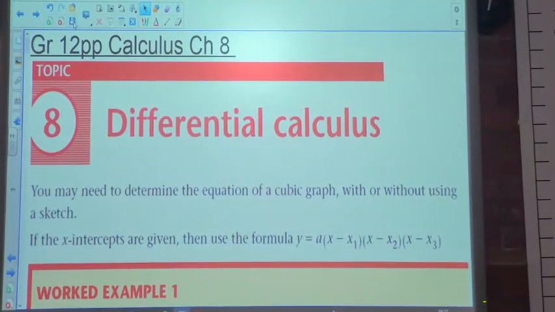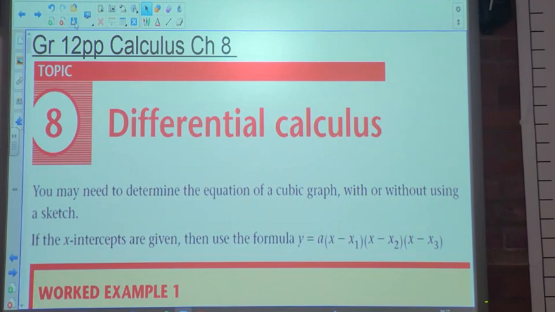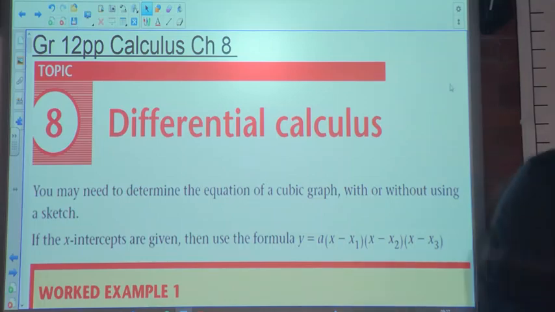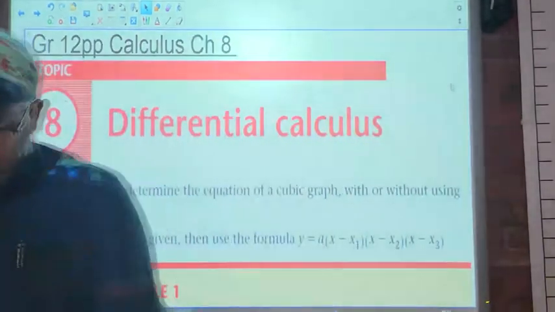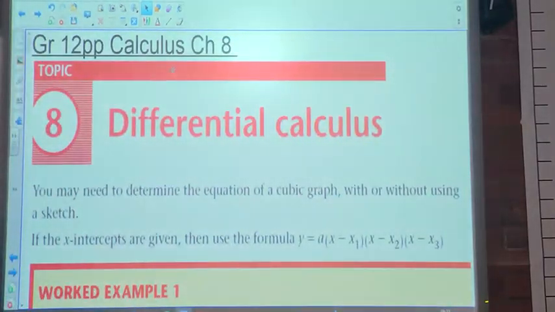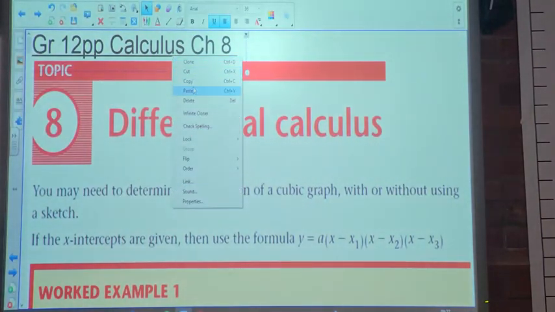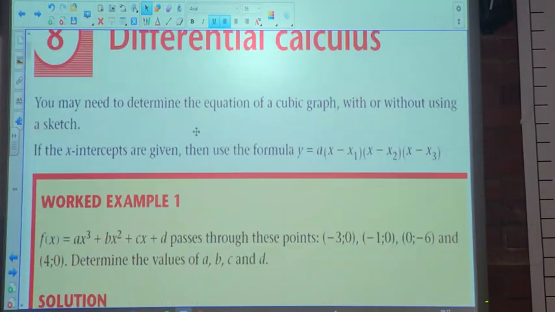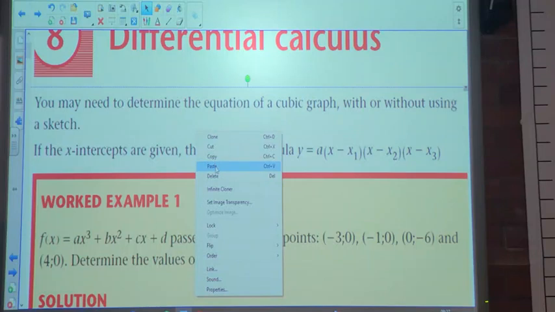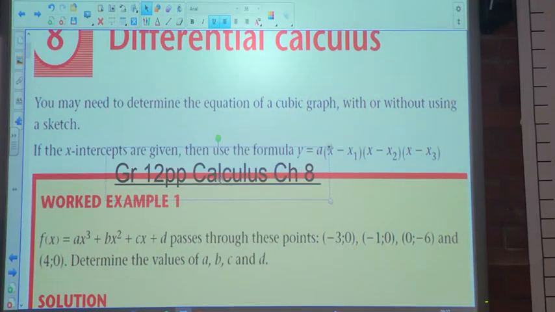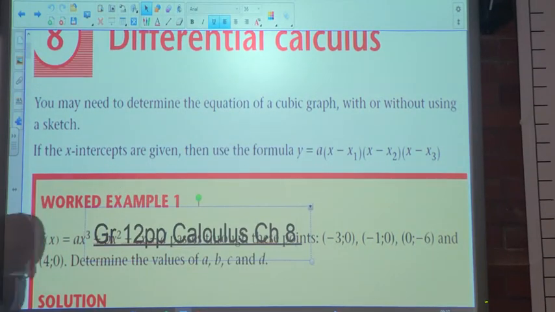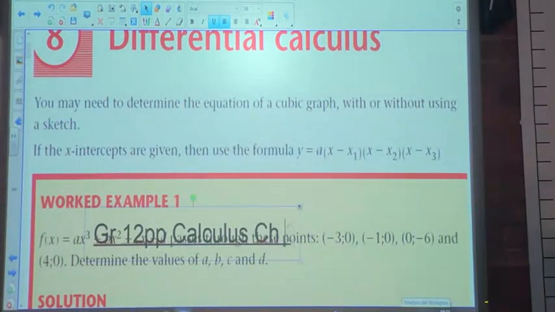Okay, good morning class. So today we're looking at calculus. We're looking at determining the equation of the cubic function. Determining the equation of the cubic function. And this is calculus. Examples for exercise.